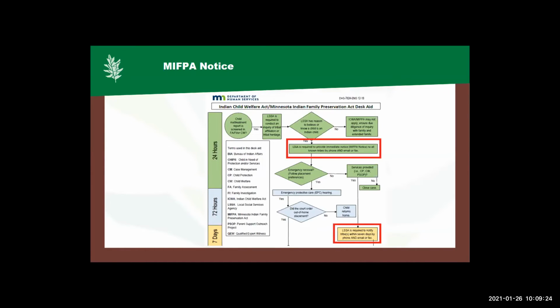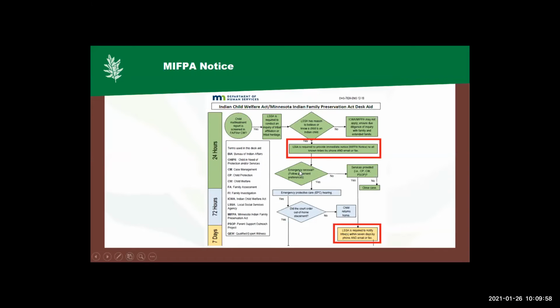In July 2015, MIFPA was substantially changed, and the 30-day notice of services to an Indian child was replaced with a higher standard for notice requirements for child protection and other child welfare related cases. The state notices are in addition to the federal ICWA notice of child custody proceedings. The flow chart on this slide references the MIFPA notice in 2 separate locations: an immediate notice and a 7-day notice.